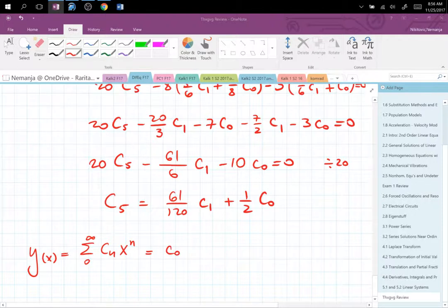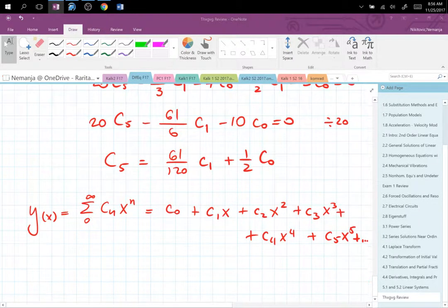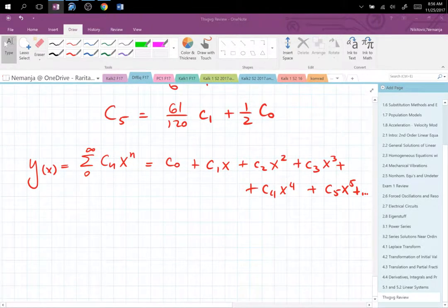So it's C0 x to the 0 plus C1 x plus C2 x squared plus C3 x cubed plus C4 x to the 4 plus C5 x to the 5 plus, and I'll put infinity there. So do we all see this? All right, now what I'm going to do is plug everything in.